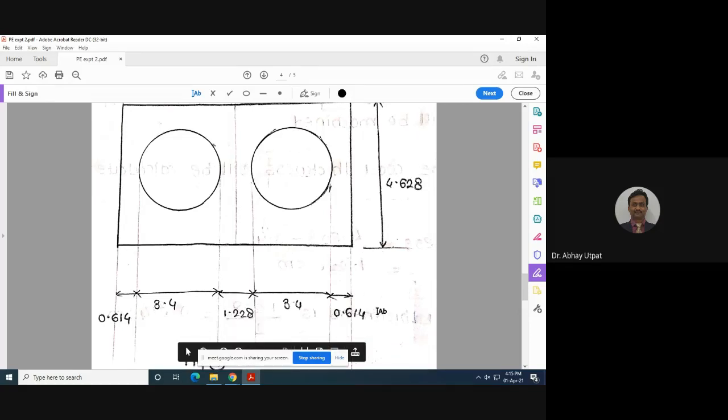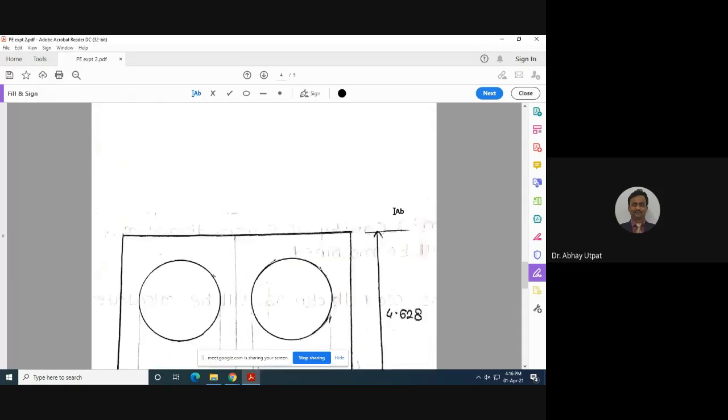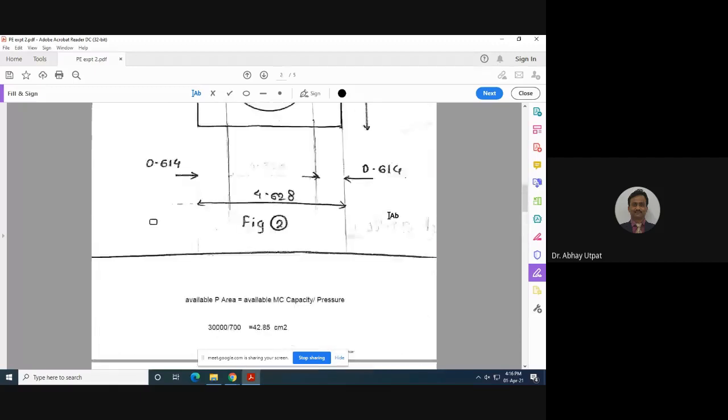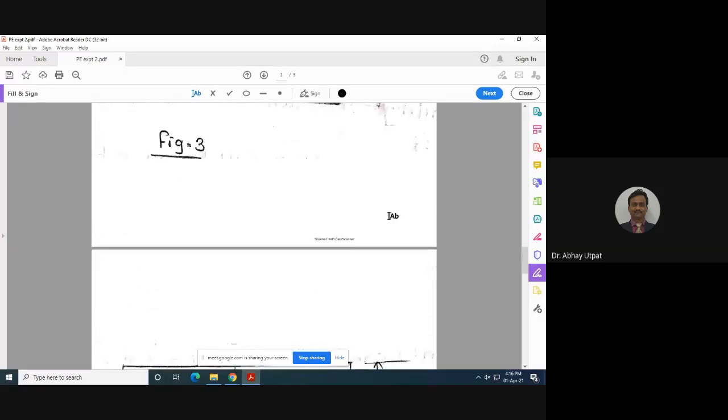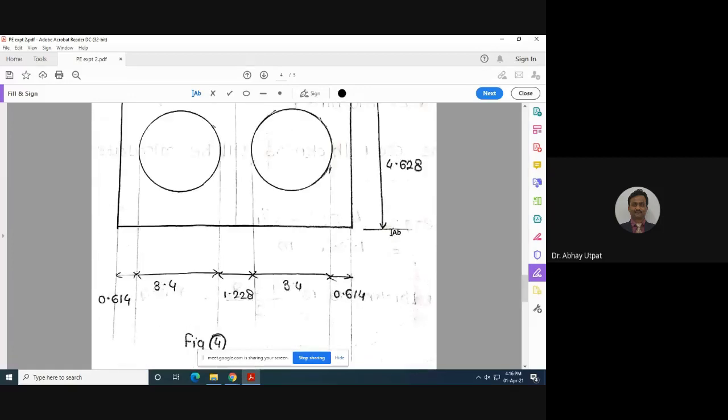I repeat once again, this distance, left side, middle side, right side, we have not taken it casually. We have designed it. 0.614 from both the sides. So the middle will become 2 times 0.614. And the width is 4.628. That we have already taken, 4.628 here. Check. Same width will remain as it is.